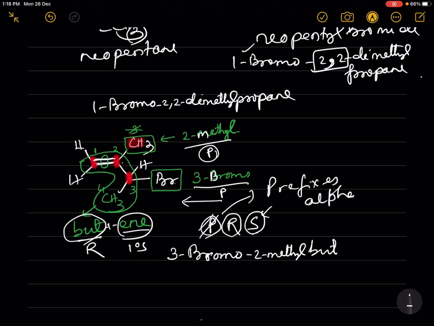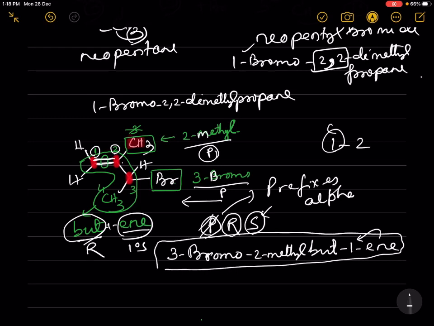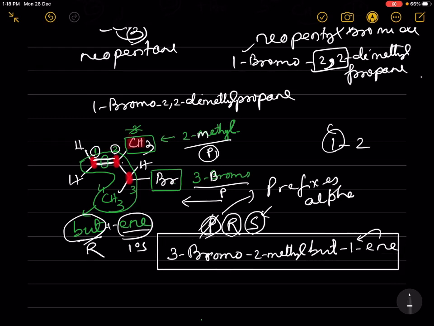Then root word but. Then suffix ene, but ene should follow a locant 1. Why 1? Because the position of the double bond is between 1 and 2 carbon. 1 and 2 carbon means number 1 is written. So 3-bromo-2-methylbut-1-ene. You see, this is one word. First letter is capital. 3-bromo-2-methylbut-1-ene.